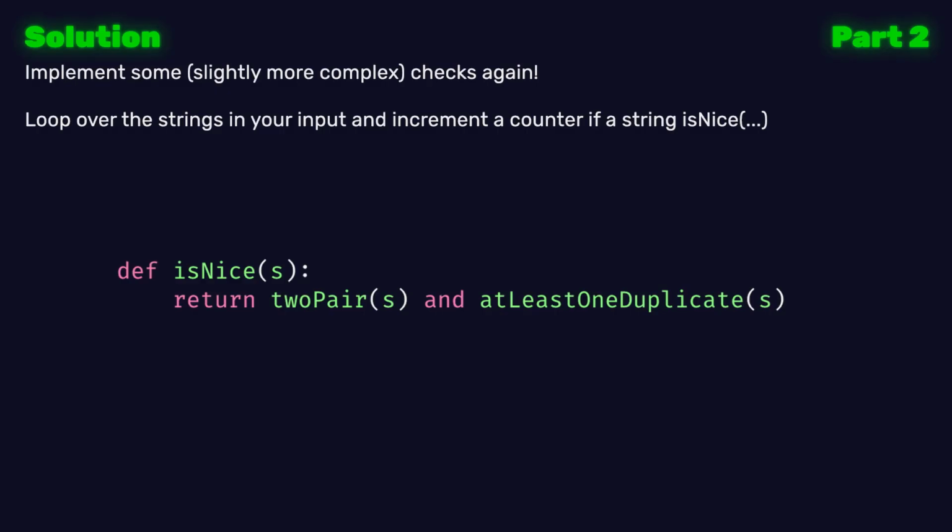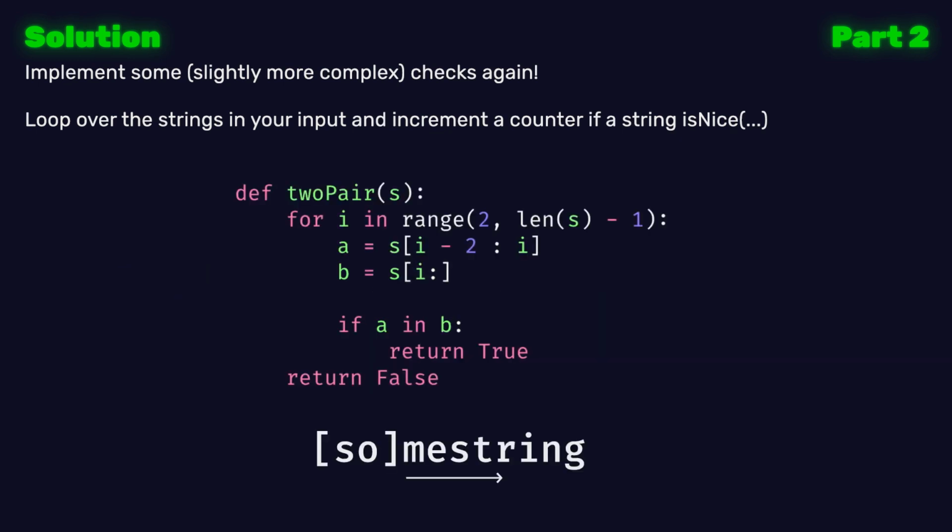Now the solution is again similar to the solution for part 1. But the checks are perhaps slightly more complex. In this instance, is_nice can be defined as whether we have 2 pair and at least one duplicate. For 2 pair, we again loop over the pairs, but slightly differently. Please see the example at the bottom.